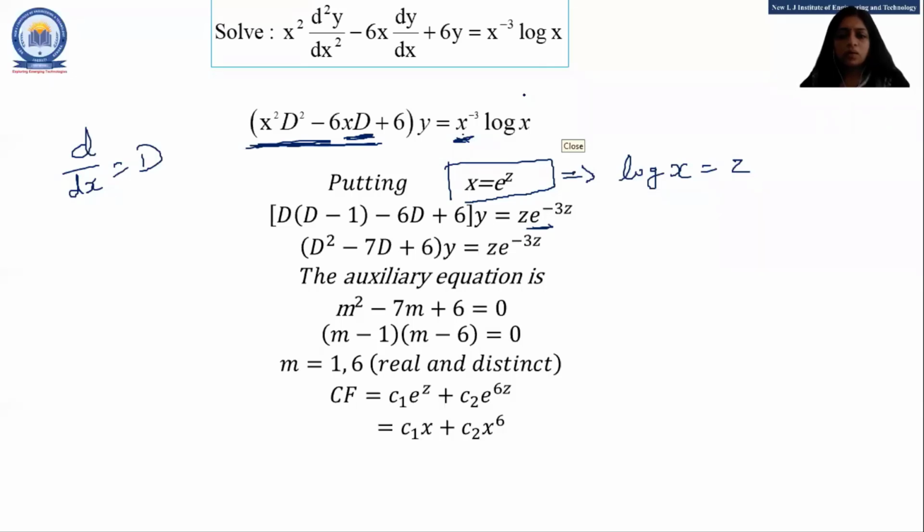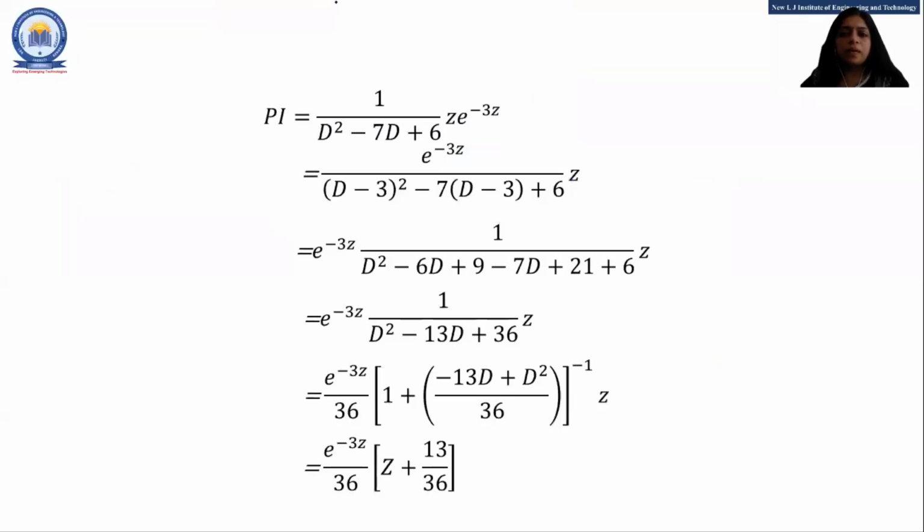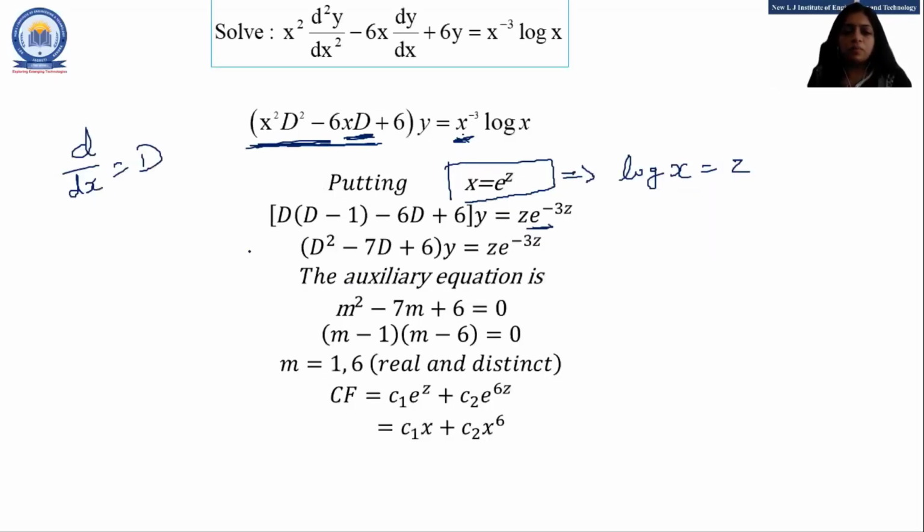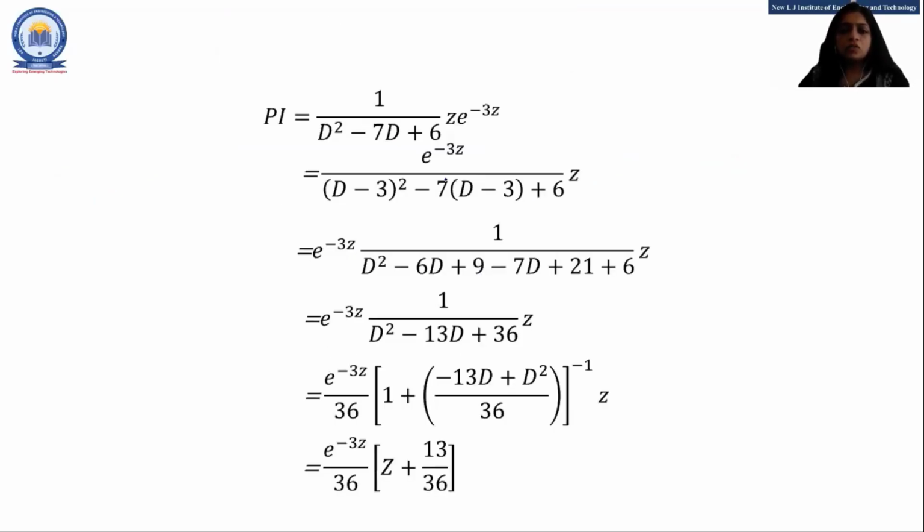Okay, thank you. So let's move for PI here. And our PI is 1 upon function of D into z e raised to minus 3z. So 1 upon function of D is what? That is the multiple of y, and our multiple of y is D square minus 7D plus 6, right? So 1 upon D square minus 7D plus 6 into z e raised to minus 3z. Now tell me, which case is applicable here? z e raised to minus 3z. So which case is applicable here?